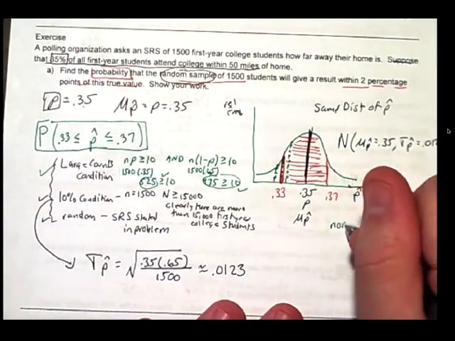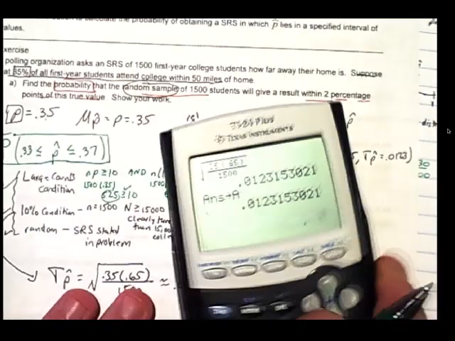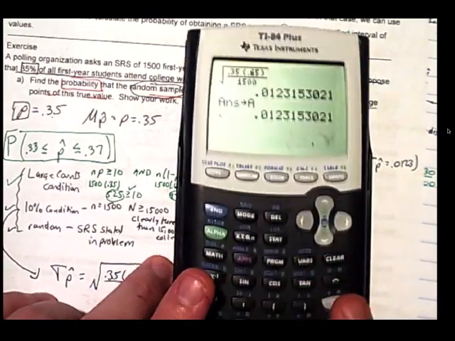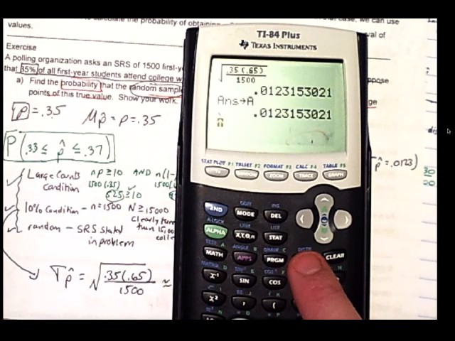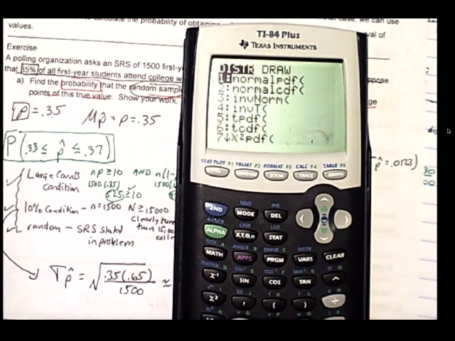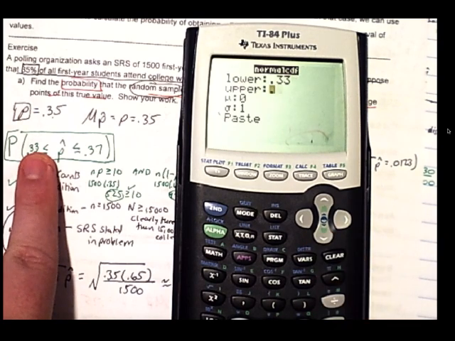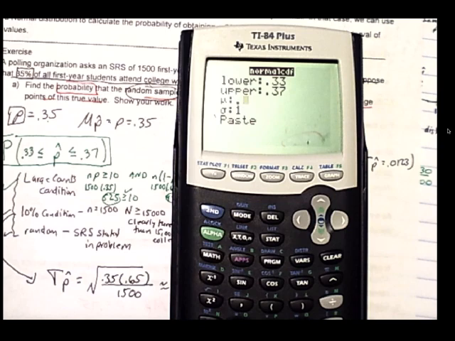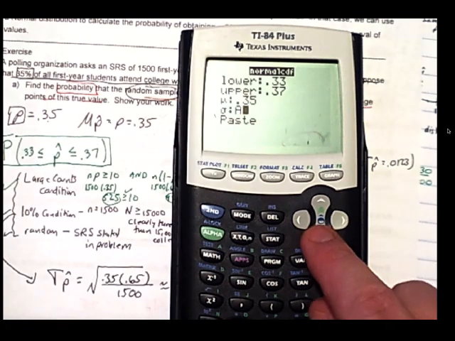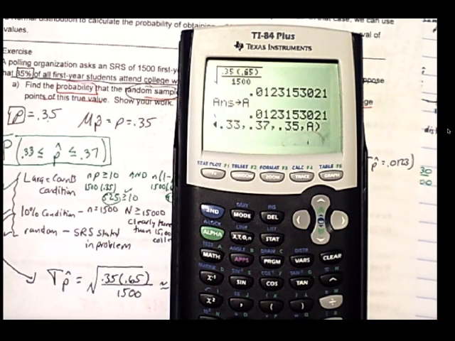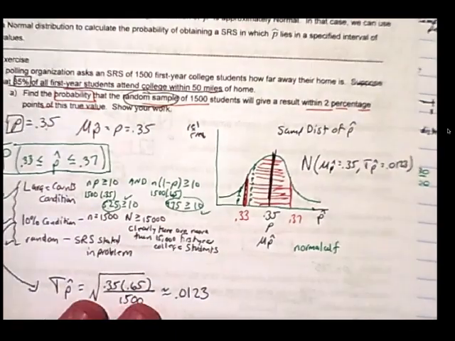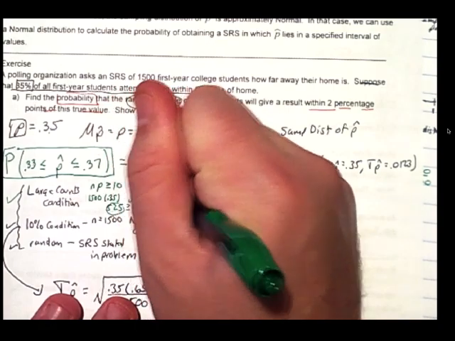Why is that important? Because I can use my calculator to figure out this area. So in the calculator, I'll go normal CDF command. How do I get there? I hit second, then the vars button because it says distributions above. I would choose option 2 for normal CDF. The lower boundary is 0.33. The upper boundary is 0.37. The mean of this distribution is 0.35. And the standard deviation is that value that I stored in for alpha. By storing it, I don't have to worry about compound rounding. I hit paste, and I hit enter. So this answer, which is what I'm really after, was 0.896.